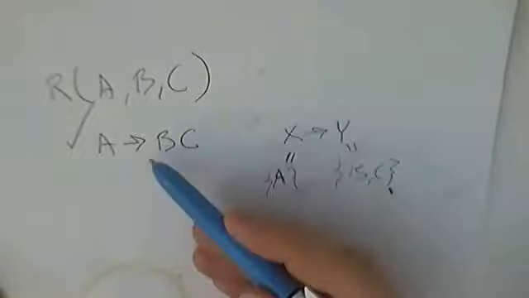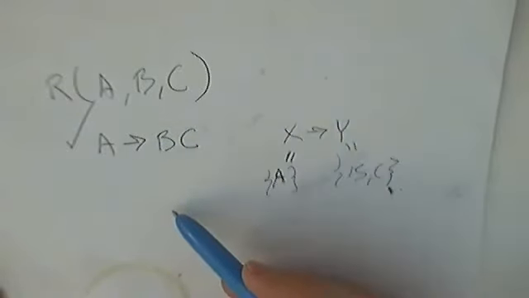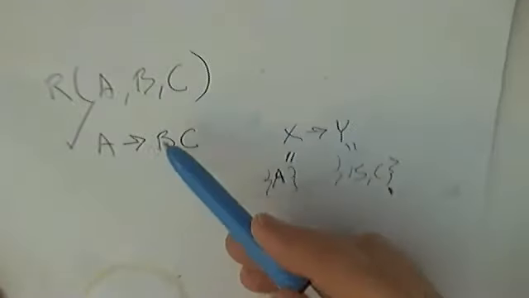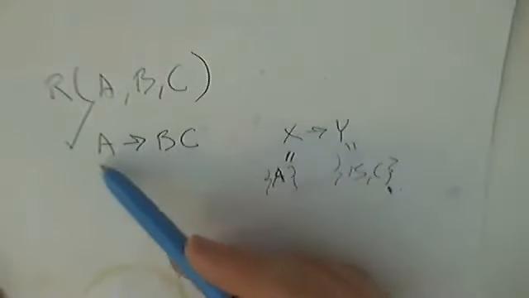Are there any other non-trivial functional dependencies that hold over this table? No. Therefore, with respect to this functional dependency, this table is in BCNF. All right?